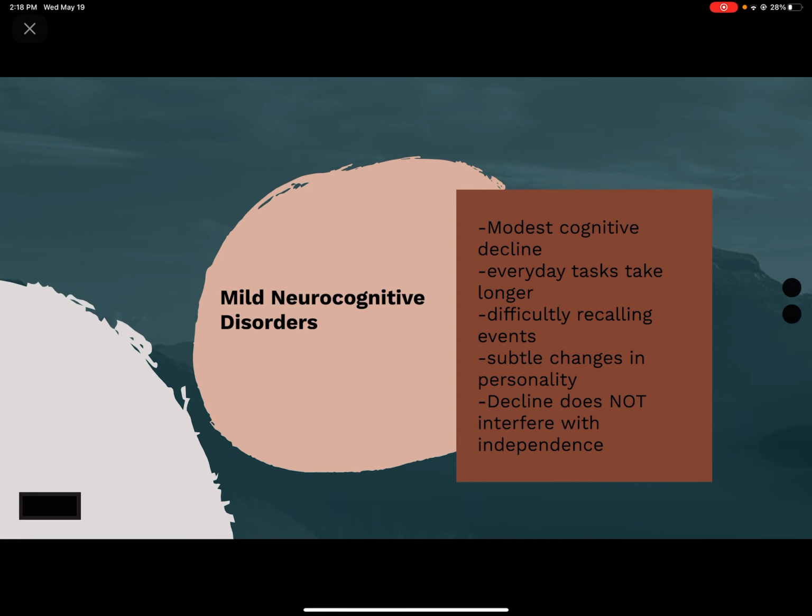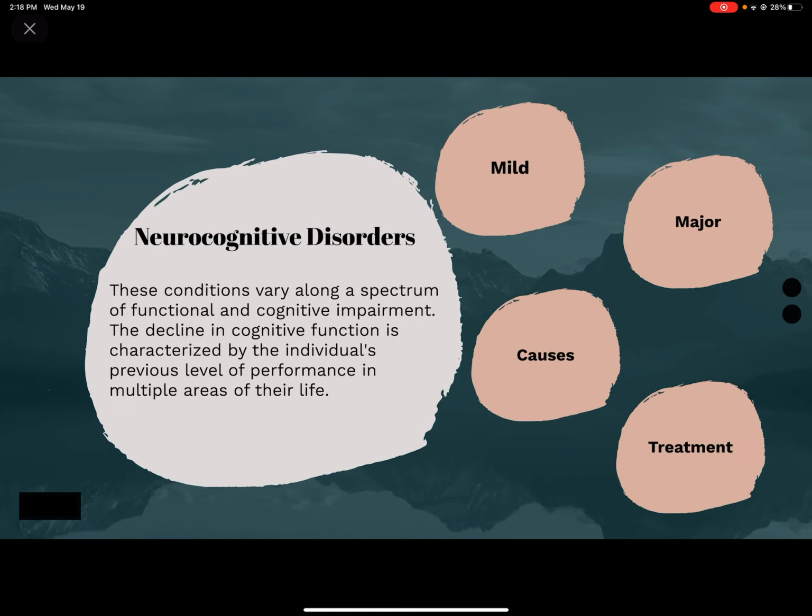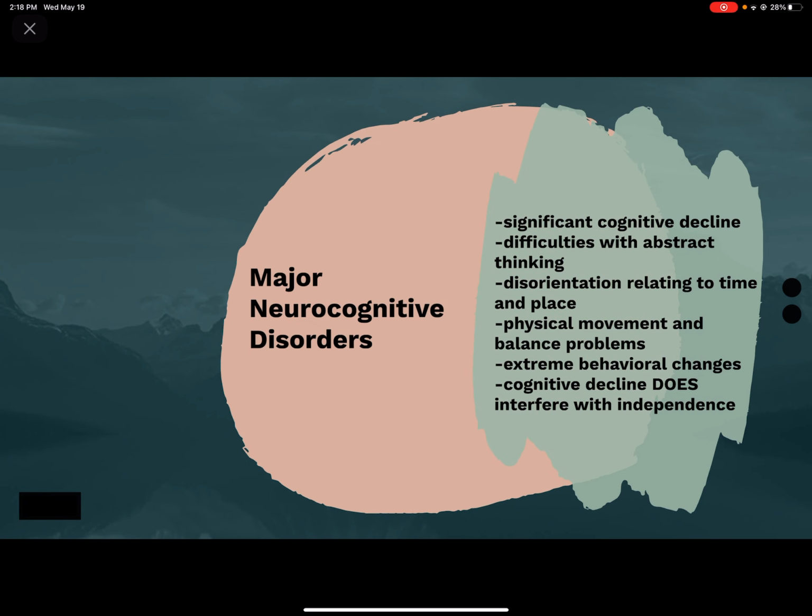So, mild neurocognitive disorders really get set apart because this is just a modest cognitive decline compared to previous level of function, but it still does not interfere with their ability to be independent. And major neurocognitive disorders are really set apart by their significant cognitive decline and the fact that it does interfere with independence in daily life.